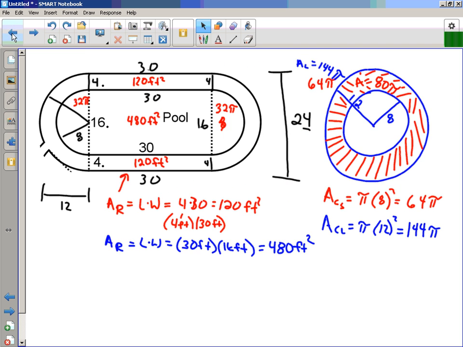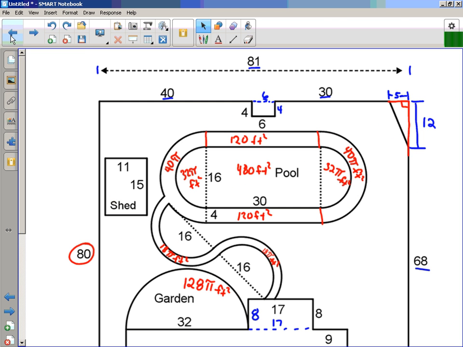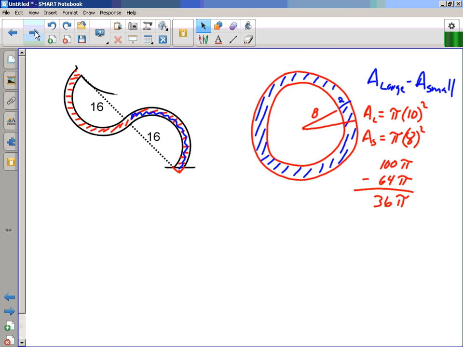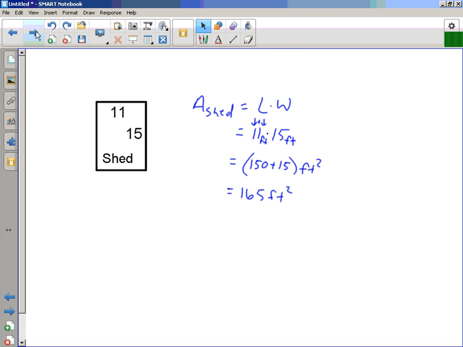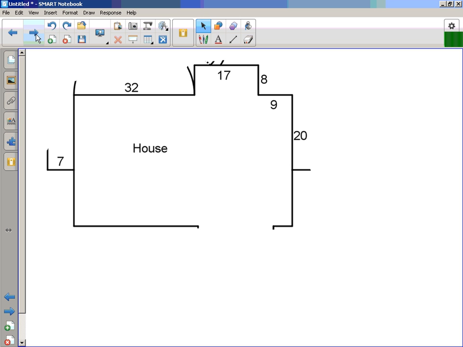And let's go put that in our picture. So this is 165. Okay, now the house. So we're going to chop the house up into pieces. It looks like chop that off there.